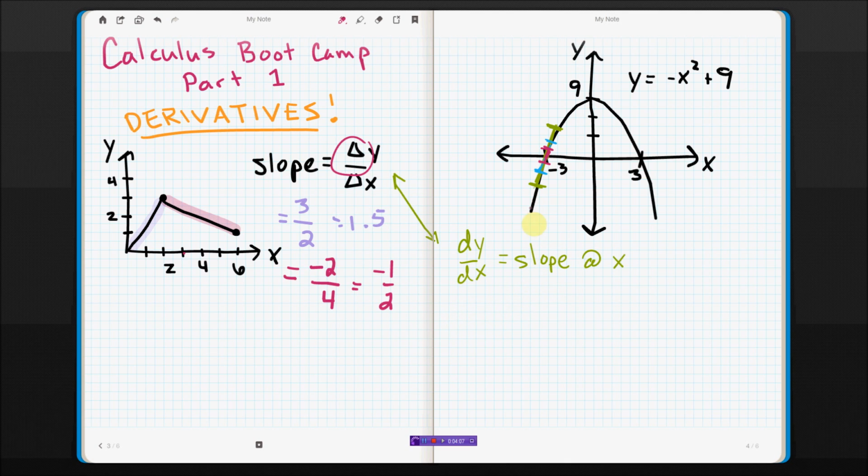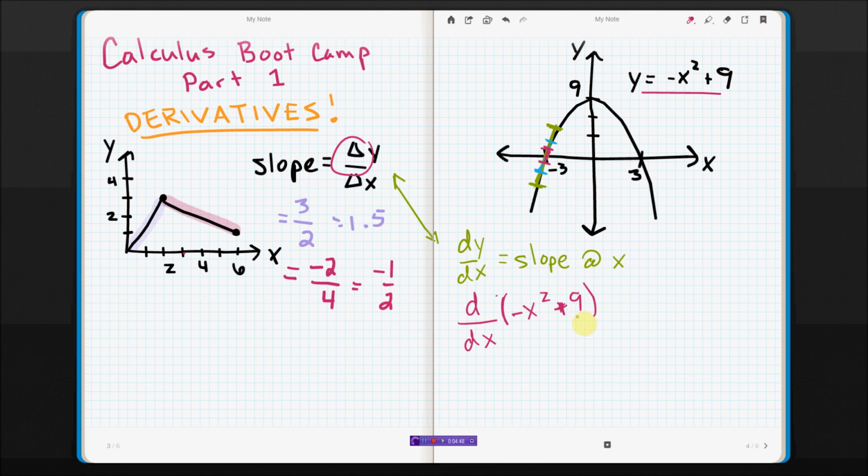So the way that we get this is a pretty simple little trick. When I want to find the derivative of a polynomial, so I've got a nice little polynomial right here ready to go, there's a very, very simple trick for this. So I want to find the derivative of y. In this case, y equals negative x squared plus 9. So I'm going to replace that y right there with parentheses negative x squared plus 9. Come on, plus sign, work with me here.